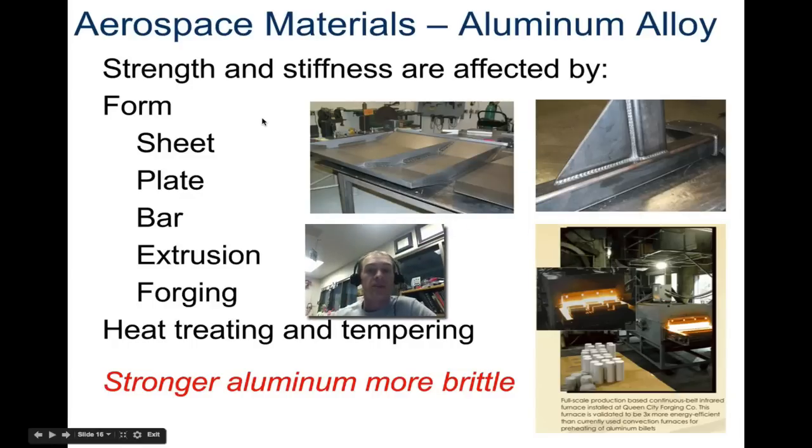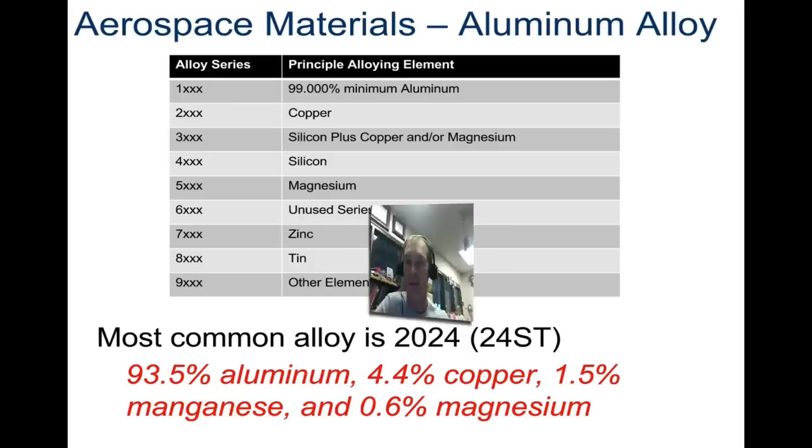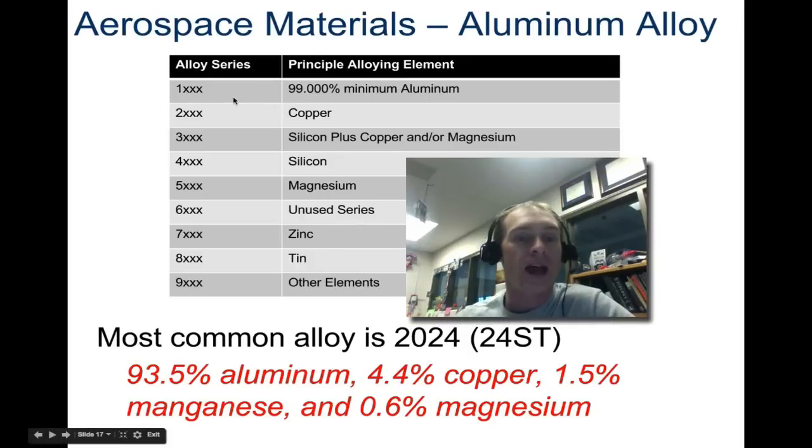So strength and stiffness are affected by the form of it, if it's a sheet, a plate, bar, extruded, if it's forged, and heat treating and tempering can help affect some of these things too. Stronger aluminum is typically more brittle, and again, that just means that it won't deflect very much until it actually fails and snaps altogether. So here's a couple different alloys. There's actually 9 of them, and you can see that they're labeled just by these numbers.